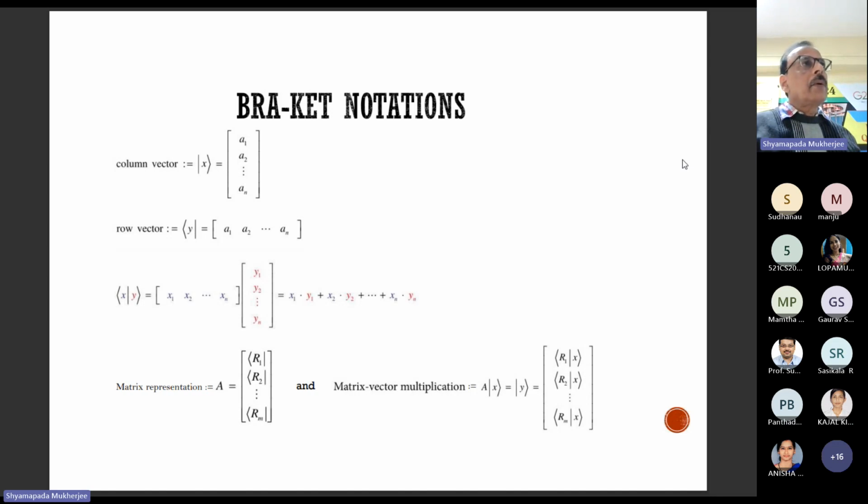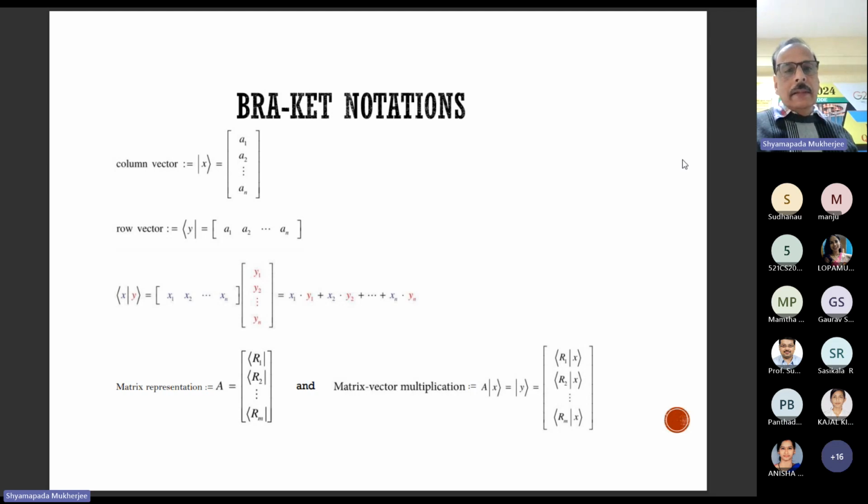Matrix representation. How to write down the matrix representation? Suppose a matrix A is there. Just write down the first row as R1, the second row as R2, the third row as R3, up to Rn. And now you multiply a matrix by a vector, A into X. Last line, A into X.